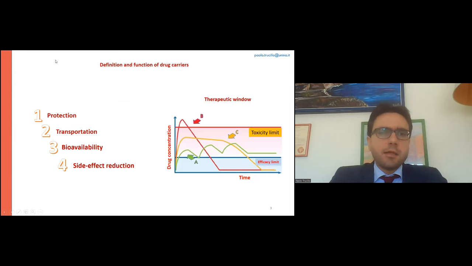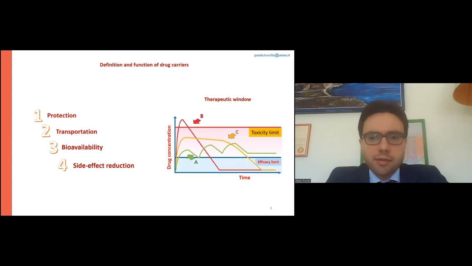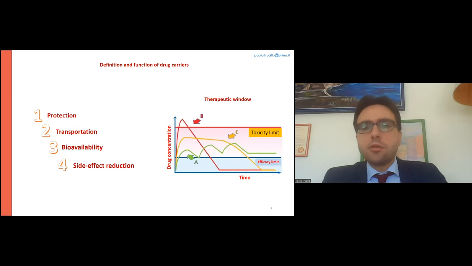As we can see, drug carriers are characterized by four main functions: the protection and transportation of drugs in order to increase their bioavailability and also to reduce side effects during administration. That's why we know very well that we have to work inside this therapeutic window. For each kind of drug it is different, of course, and it is characterized by an efficacy limit and a toxicity limit. Our drug release profile should be included, if possible, inside this therapeutic window. So we have to be efficient, to be above this efficacy limit, and we need the drug concentration to be lower than the toxicity limit in order not to have side effects. So it is a very important issue that we can assure by the use of drug carriers.